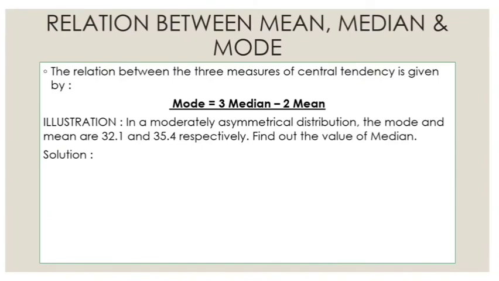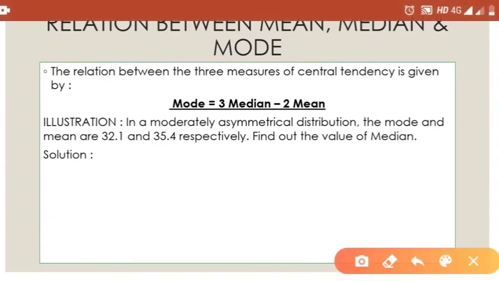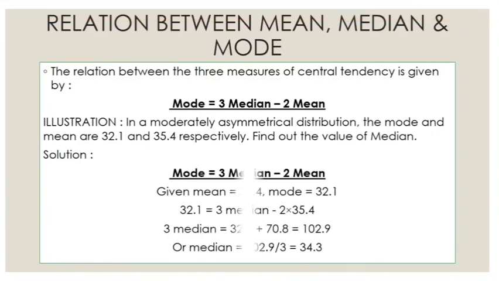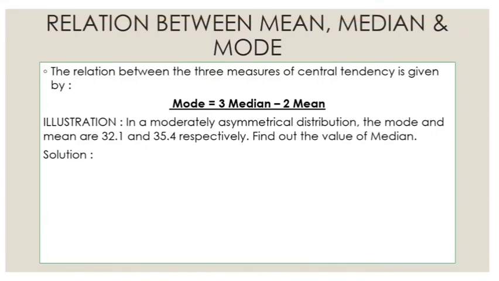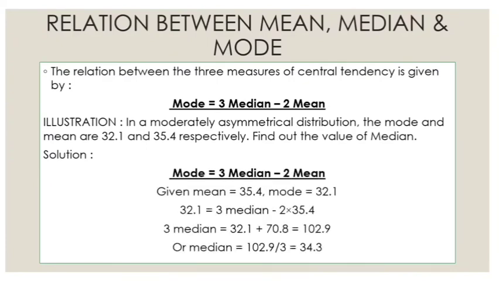Now we look for the relation between the mean, median, and mode. The relation between these three is given by mode is equal to 3 times median minus 2 times mean. See, if two values like median and mode are given to us, then we can calculate the third one. Here is an example which showcases that the mode and mean are 32.1 and 35.4. We have to find the value of the median from here.